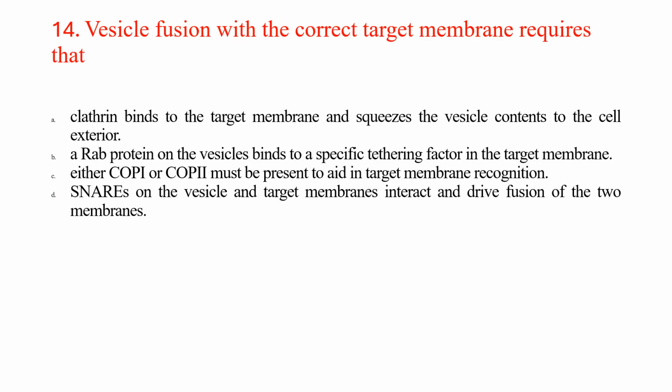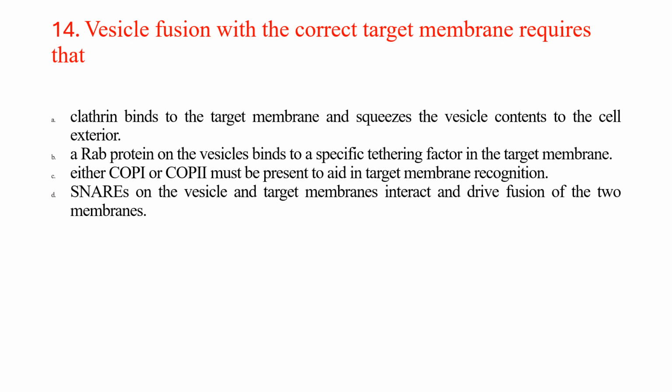14. Vesicle fusion with the correct target membrane requires that A. Clathrin binds to the target membrane and squeezes the vesicle contents to the cell exterior. B. A Rab protein on the vesicle binds to a specific tethering factor in the target membrane. C. Either COP1 or COP2 must be present to aid in target membrane recognition. Or D. Snares, otherwise known as SNAP receptors, on the vesicle and target membranes interact and drive fusion of the two membranes.